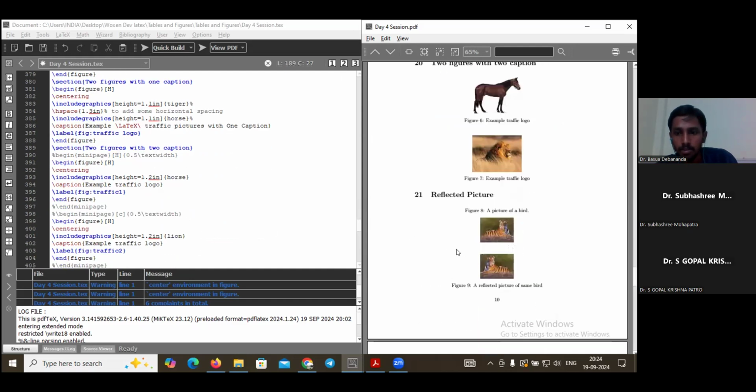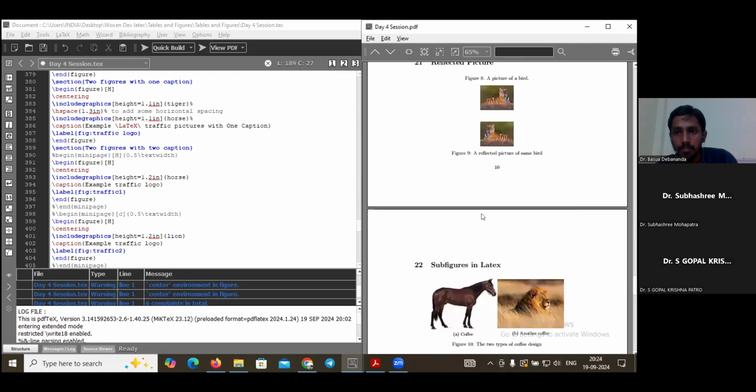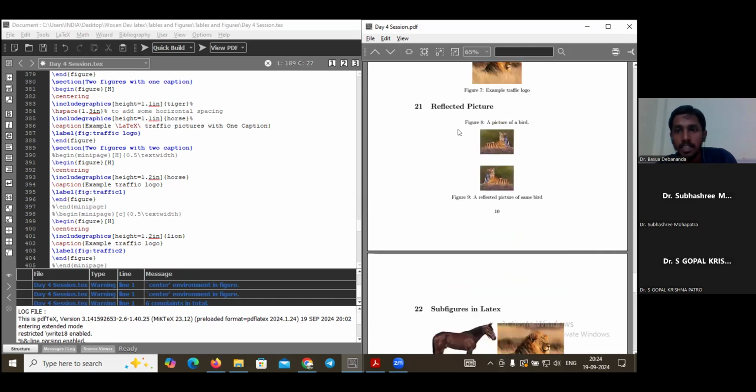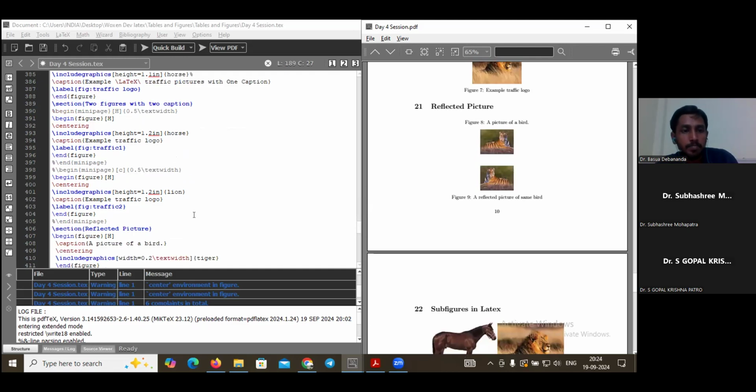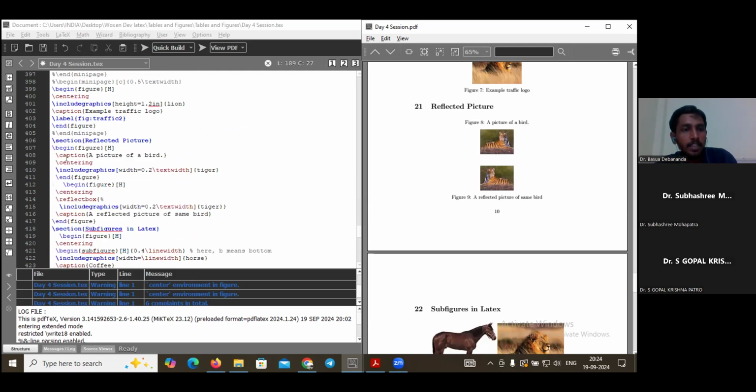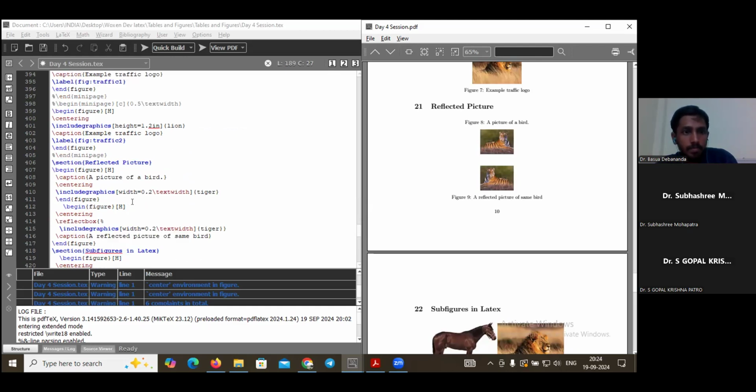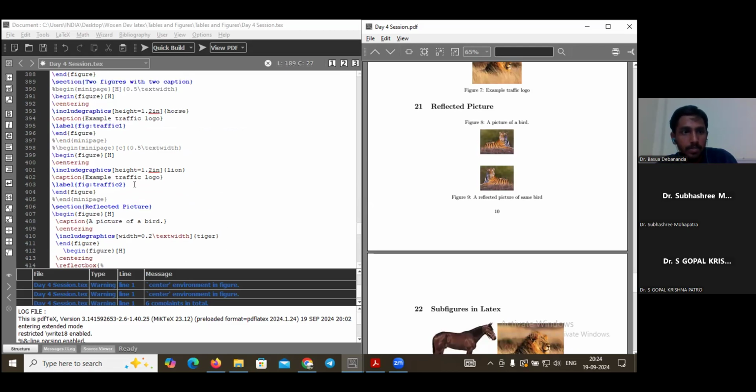Okay. Now we can move on to the reflected picture. For the reflected picture, if you want the picture to be reflected, for that you have to write \caption, which you have written, and \centering. Then where it is.